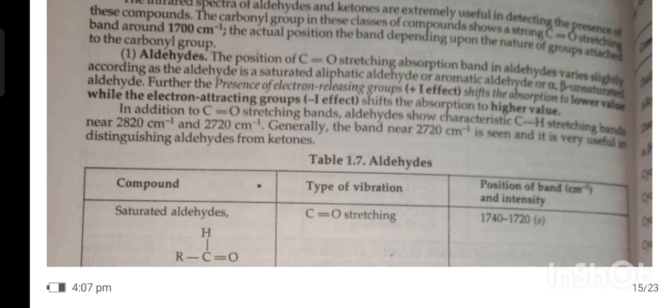In addition to the carbonyl stretching band, aldehydes show characteristic CH bands near 2820 cm⁻¹ and 2720 cm⁻¹. Generally, the band near 2720 cm⁻¹ is easily seen and it is very useful in distinguishing aldehyde from ketone.